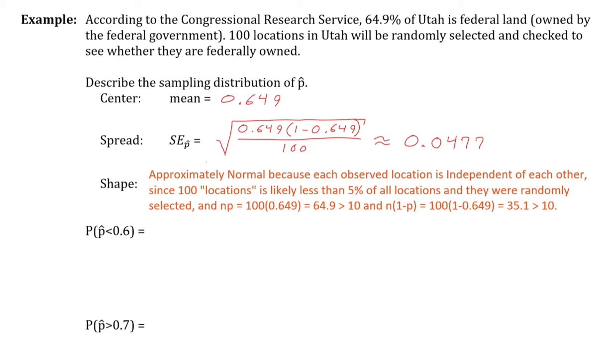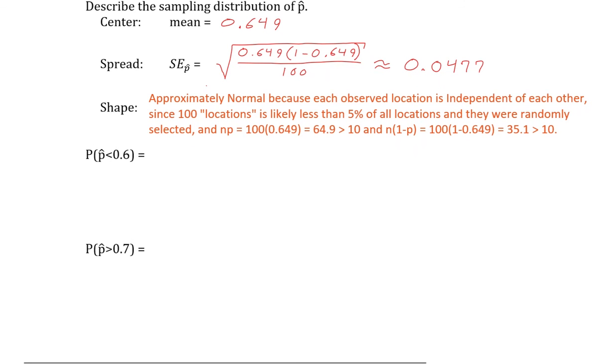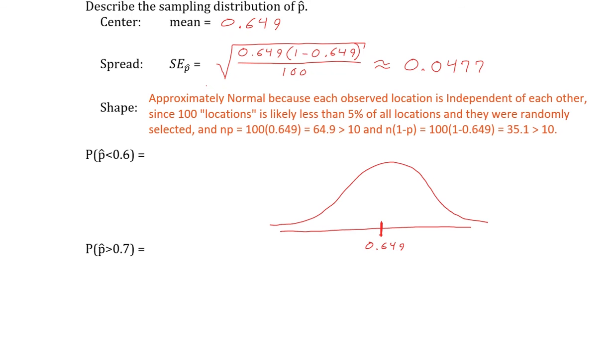We have here first the probability that p hat is less than 0.6, and we also have the probability that p hat is greater than 0.7. First, we should always draw a picture. So I have here a normal distribution centered at the given mean of 0.649. Since we are looking for 0.6, and 0.6 is less than 0.649, I will draw it somewhere around here. And since we want the area below 0.6, I will shade this region.